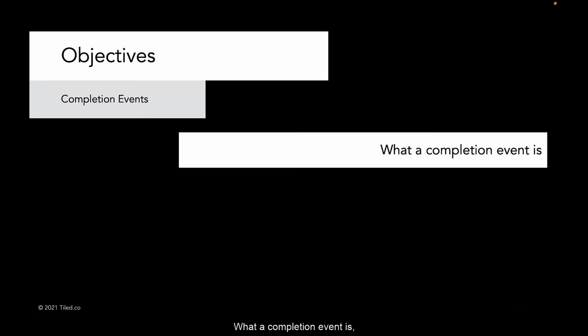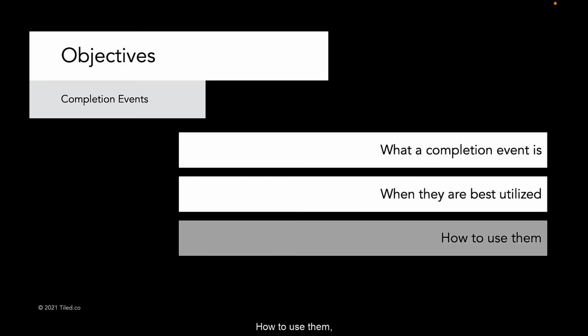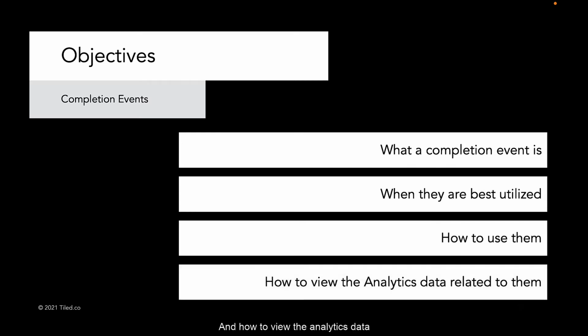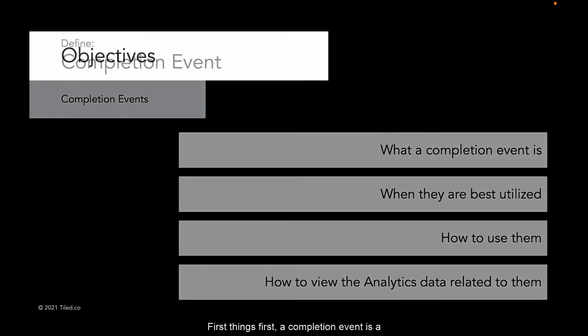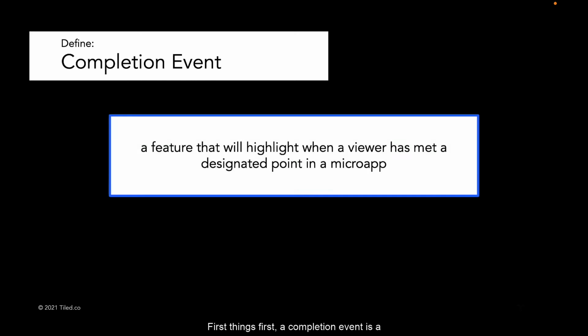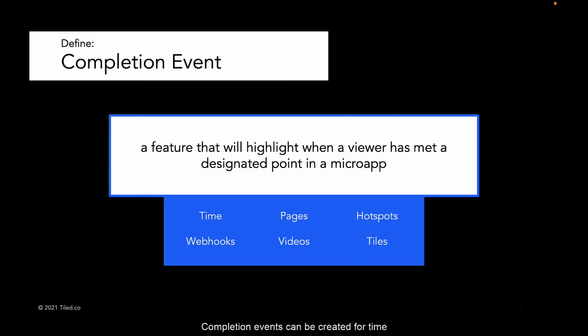In this video, we're going to learn what a completion event is, when they're best utilized, how to use them, and how to view the analytics data related to them. First things first, a completion event is a feature that will highlight when a viewer has met a designated point in a micro app. Completion events can be created for time, webhooks, pages, videos, specific hotspots, and tiles.